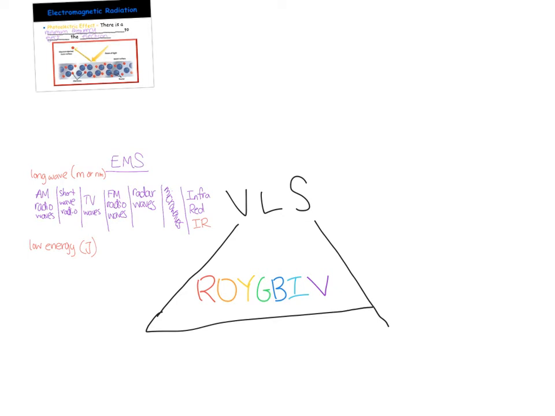So we have our visible light spectrum comes next. And remember, we're going from the longest wavelengths to the shortest wavelength. Notice that infrared is right before the color red. So that's a great way to remember the order, is that infrared has longer wavelengths and less energy than red does in the visible light spectrum.